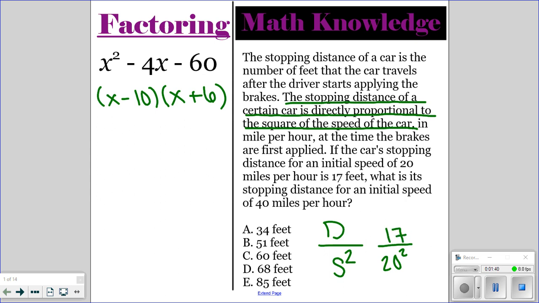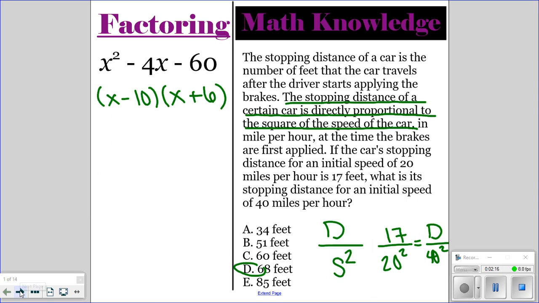So that is proportional to what is the stopping distance. So what is the D for the initial speed of 40 miles per hour? And I bet some of y'all saw 20 to 40 doubled and went 17, double that to get 34. But if you actually plug this in to your calculator, you should get 68 for your answer, D. So that would be the stopping distance that is required.